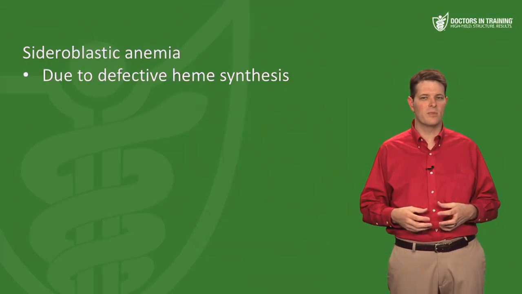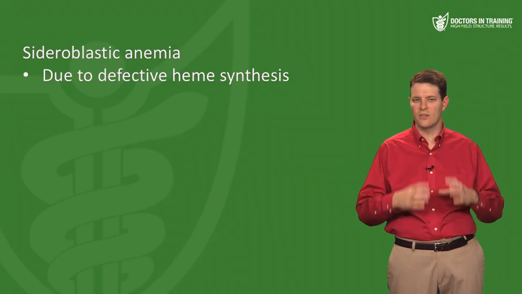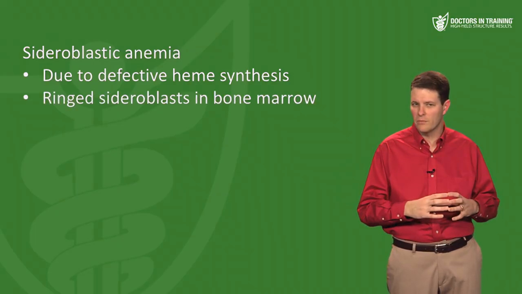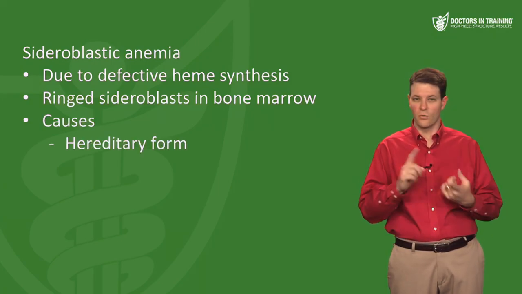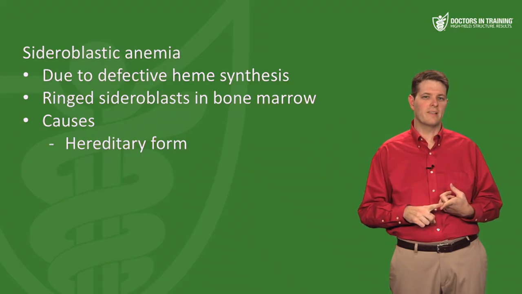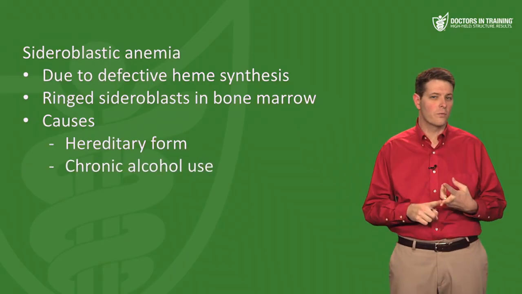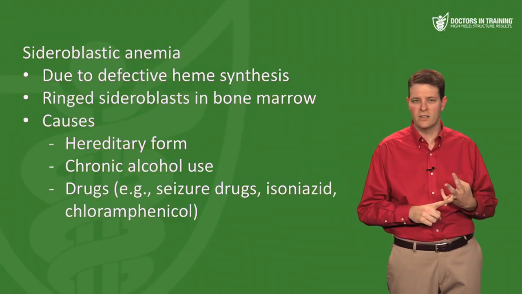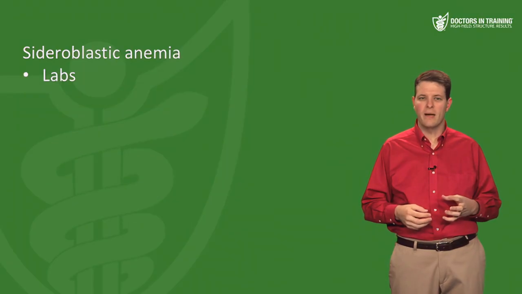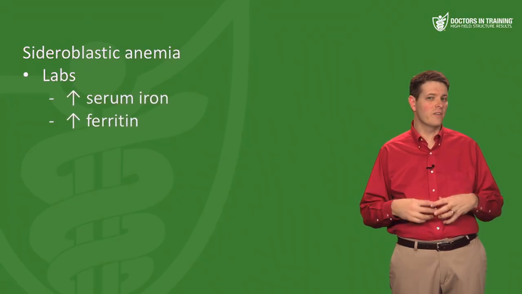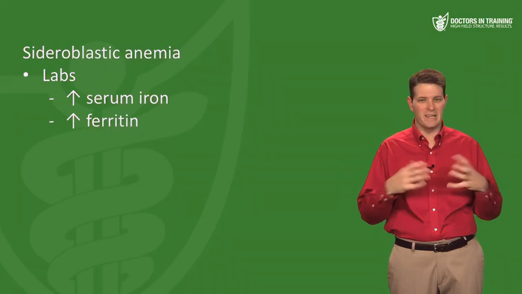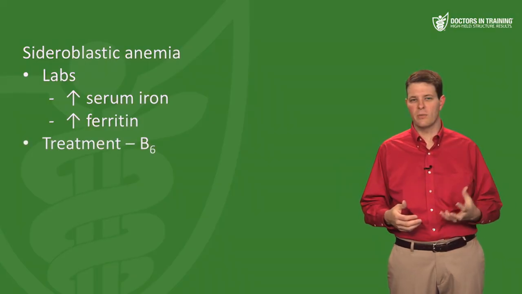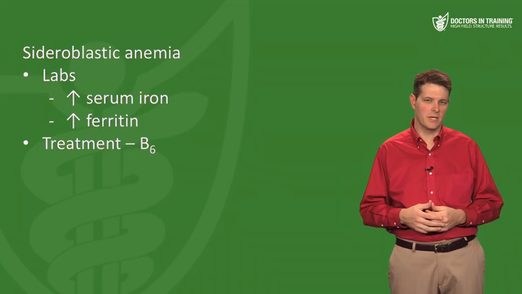Remember, sideroblastic anemia is a result of defective heme synthesis, and you see those ringed sideroblasts in the bone marrow. And we mentioned that lots of different things can cause sideroblastic anemia. There's a hereditary form. You can also see sideroblastic anemia from chronic alcohol use or from certain drugs like various seizure drugs and isoniazid and chloramphenicol. And with sideroblastic anemia, you might see elevated serum iron levels and elevated ferritin because that iron isn't being used to make heme, so it's just kind of piling up. And we can often treat sideroblastic anemia with B6 supplementation.